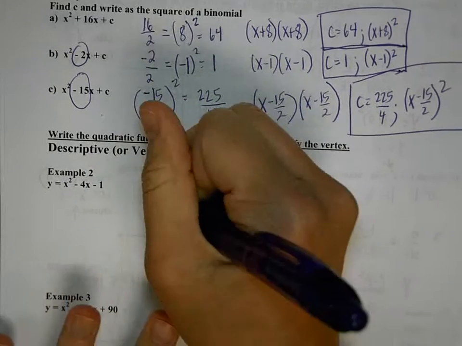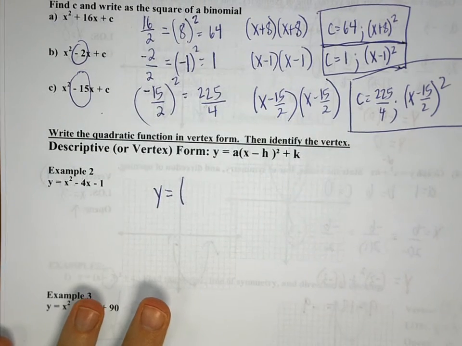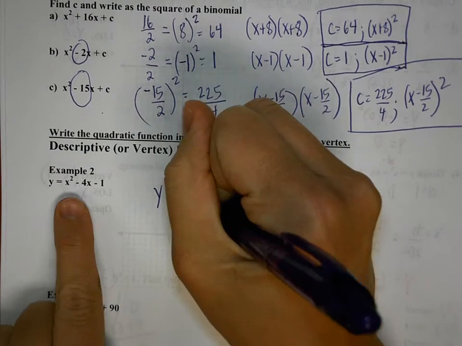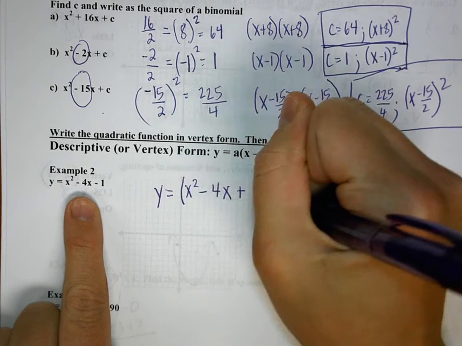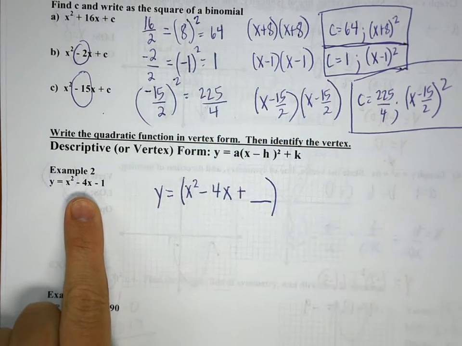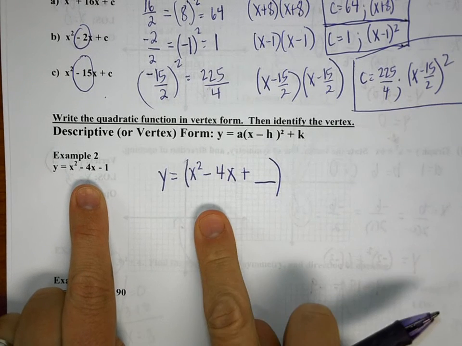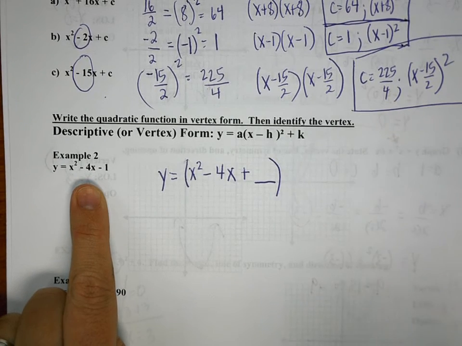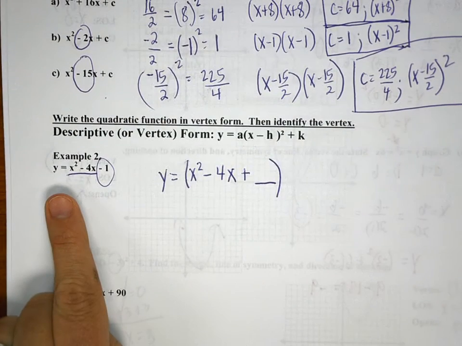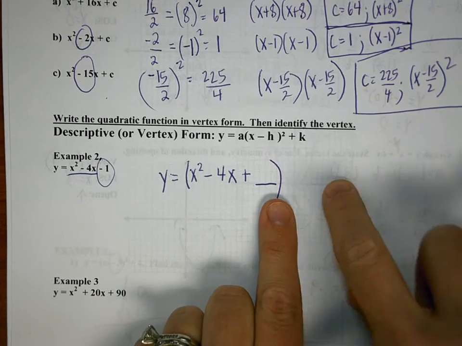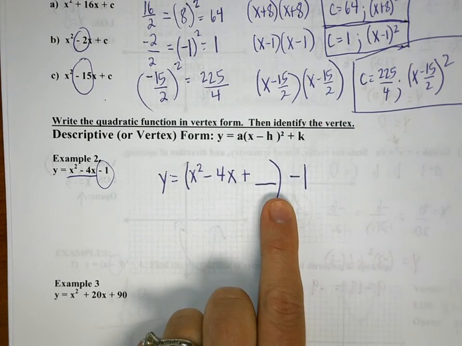The first thing we're going to do is write this as y equals, make a parenthesis, and write x squared minus 4x, and then plus blank, and close my parenthesis, because I want to end up making this a perfect square. Are we so far okay? So far I've taken care of this part, but I still have that -1, so on the outside of this parenthesis, I'm also going to write my -1 because I have to keep that.